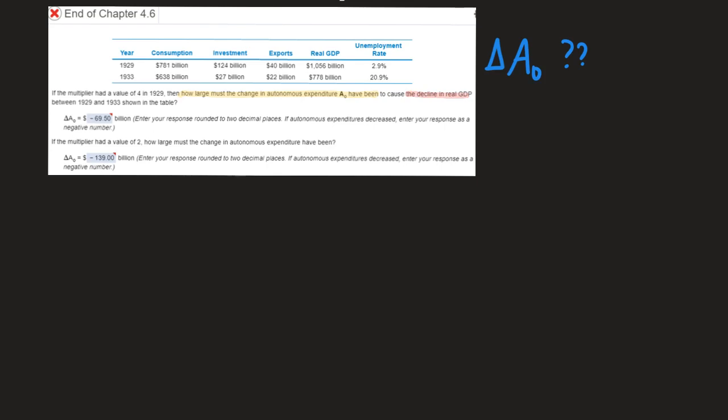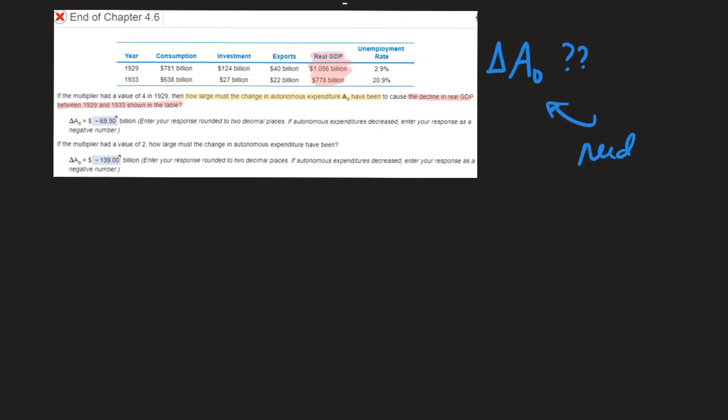The decline in real GDP as shown in the table, well, that's going to be real GDP here, so we must have to look at this stuff. So, okay, let's try and figure out what's given. This is what we want, right? This is what we need. And let's say what's given.